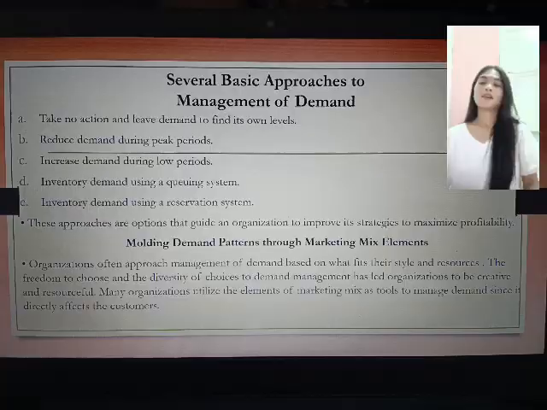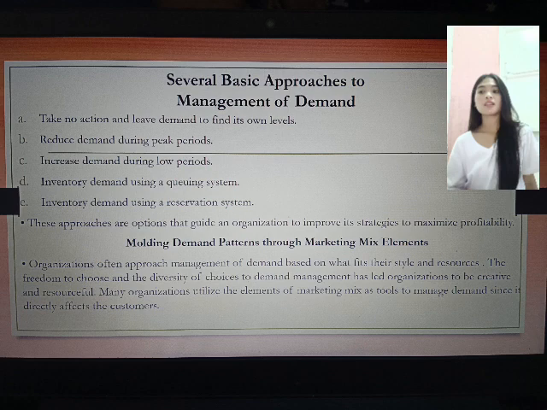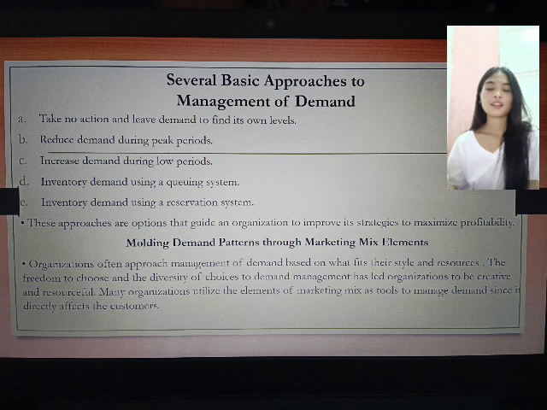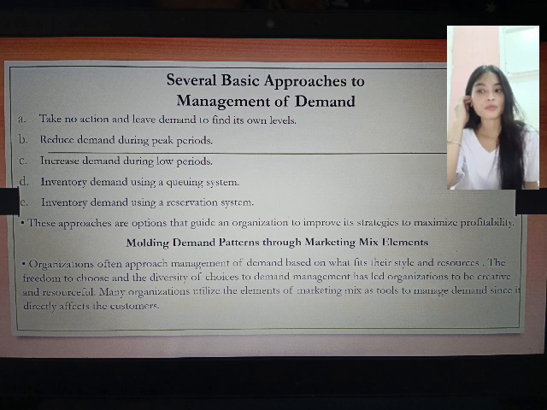So there are several basic approaches to management of demand. First is take no action and leave demand to find its own levels. Second one is reduce demand during peak periods. Third is increase demand during low periods. Next one is inventory demand using a queuing system. Then the last one is inventory demand using a reservation system. So these approaches are options that guide an organization to improve its strategies to maximize profitability.